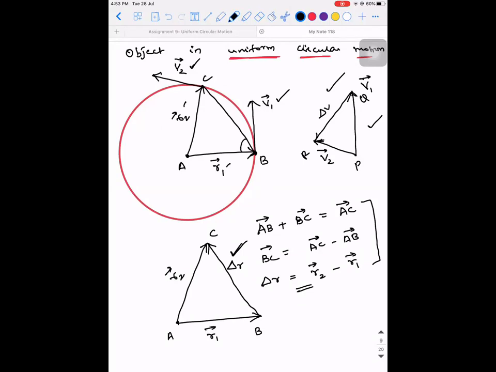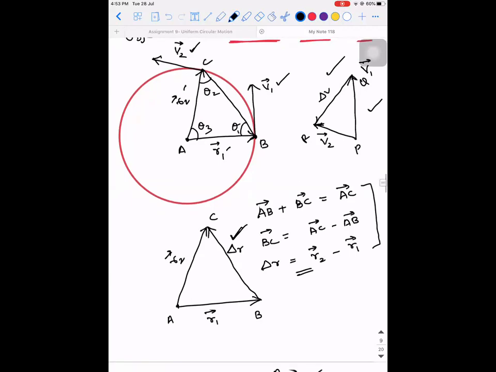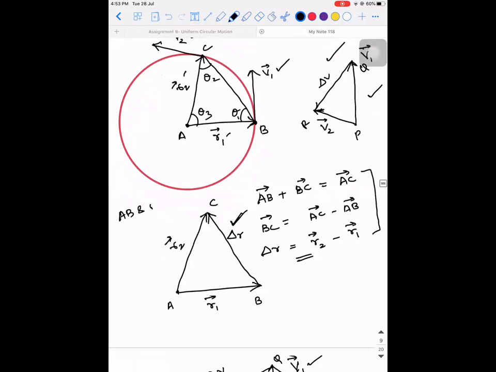So if I take this angle as theta 1, this angle as theta 2, and this angle as theta 3, then the angle between AB and BC is how much? Theta 1. The angle between BC and AC is theta 2. The angle between AC and AB is theta 3. I hope this is clear, right? Now, what will be the corresponding perpendicular sides with respect to the velocity triangle?